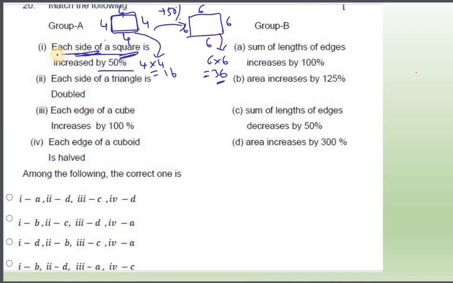Now we have to compare. Each side of the square is increased by 50%. So 16 becomes how much? 36. So which one will match here? If 16 becomes 36, so sum of the lengths of the edges increased by 100%. No, this is not correct. Area increased by 125%. If you make 16 increase by 125%, how much? 36. How?